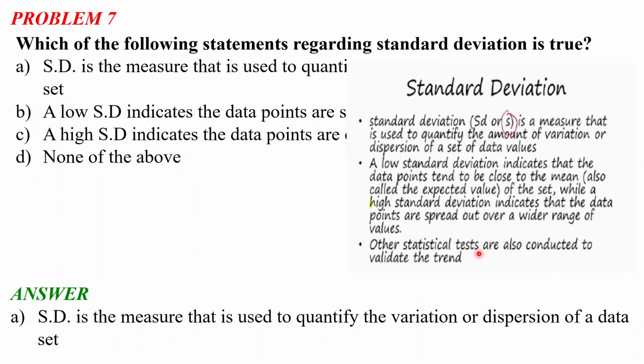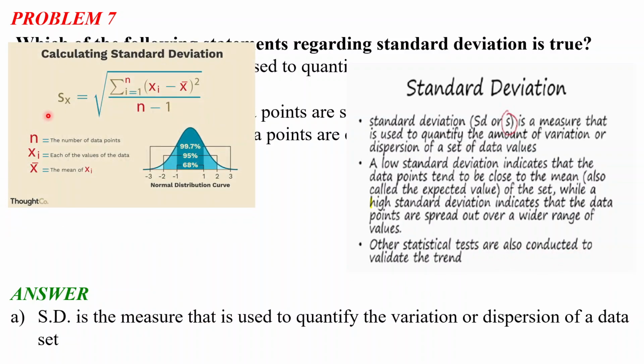Okay, this is the formula that is used to calculate the standard deviation. So n is the number of data points, xi is each of the values of the data, and x bar is the mean of the xi. Okay, so for the standard deviation you have to find xi minus x bar, the whole square, and sum this and divide it by n minus 1, and then take the root of this. So this is the curve; a normal distribution curve looks like this.